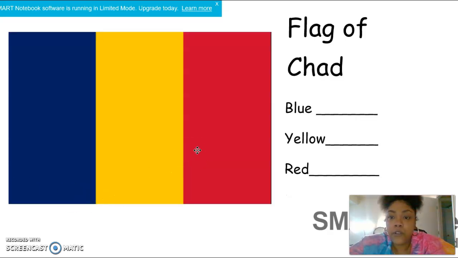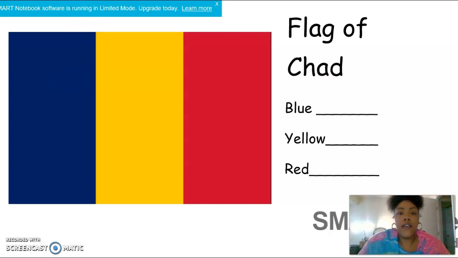So for our first example, we'll look at the flag of Chad, which again is a country that you would find in Africa. So I don't have to draw my shape because it's already provided for me. But I am going to look at my shape and see how many equal parts are on my shape. Well, I notice 1, 2, 3 equal parts. So I know this flag is partitioned equally and I will be able to identify the fractions for each color on this flag.